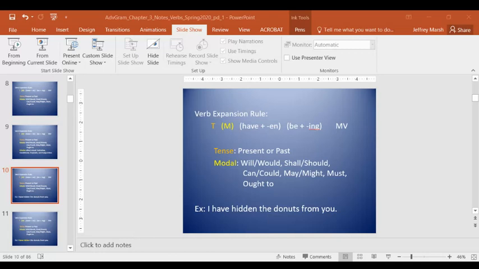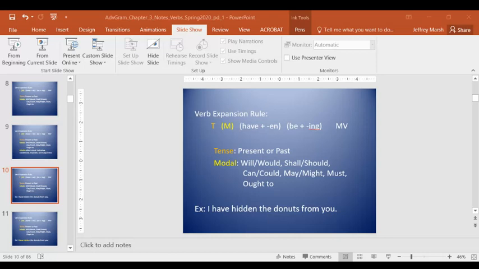Now, the verb expansion rule has 5 parts. I'm just going to make my way down these 5 parts and see if I need any of them. Remember, the 3 things in the middle with the parentheses are purely optional, so sometimes you won't need them. And if you don't need something, you just skip it.